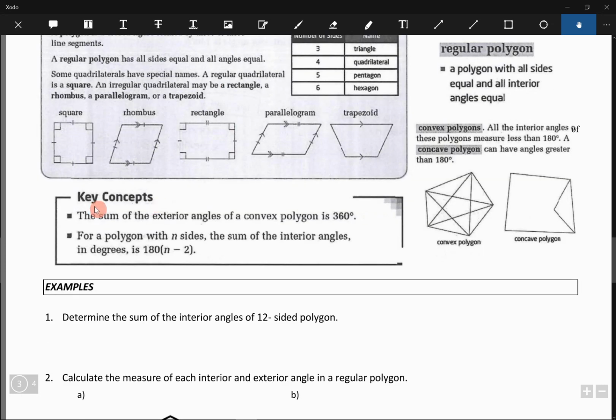Okay, so the key idea that you need to take away from this is that the sum of the exterior angles is 360 degrees for a convex polygon, and even more importantly, the sum of the interior angles is always going to be given by this formula, 180 times n minus 2, where n is the number of sides. Okay, now a convex polygon.